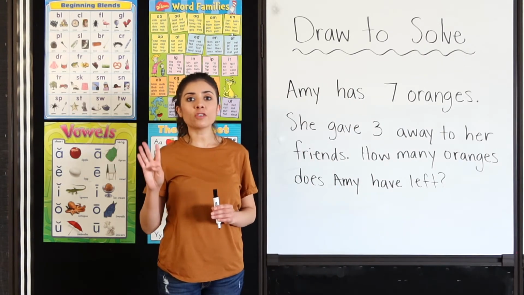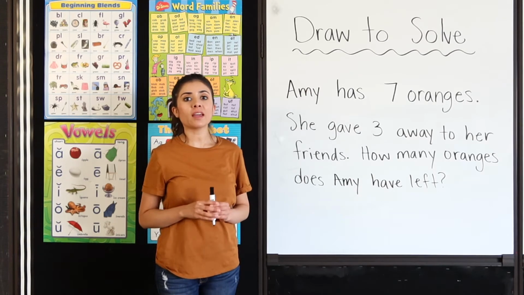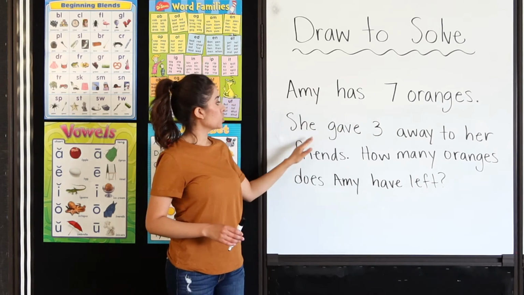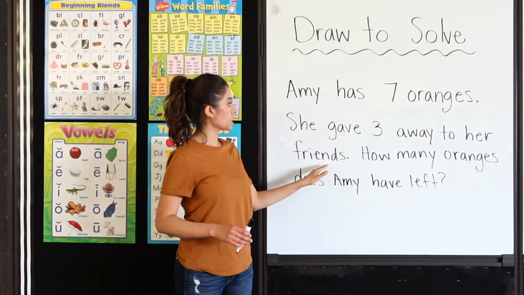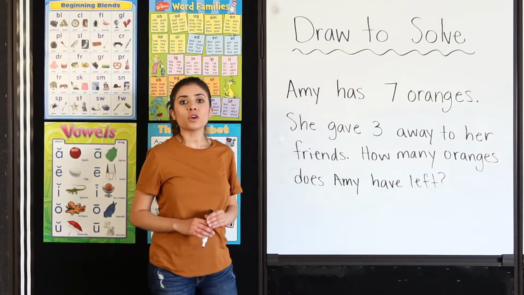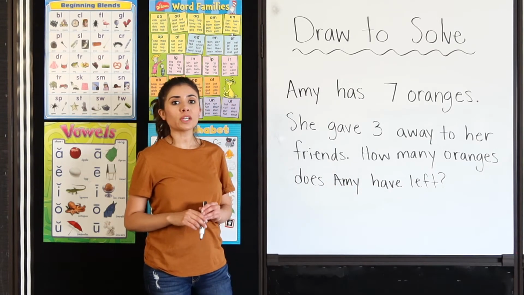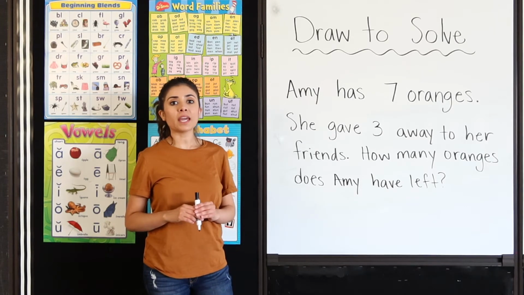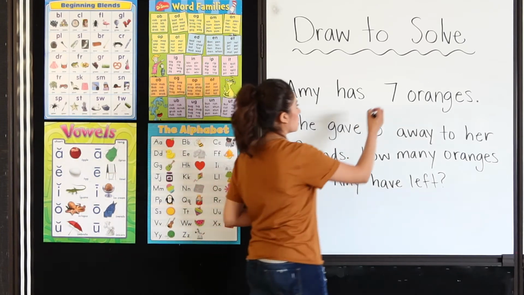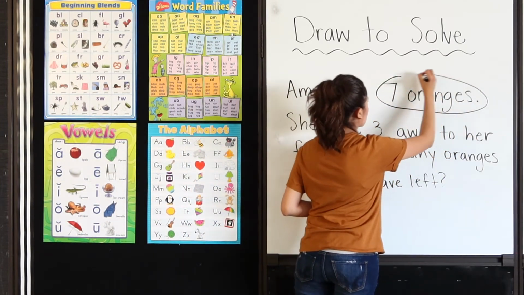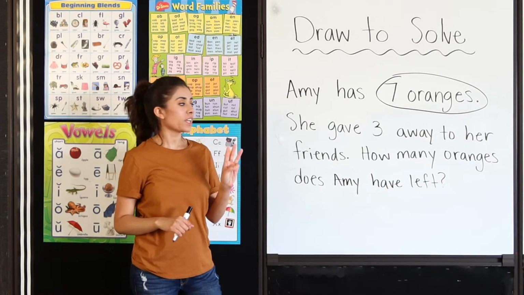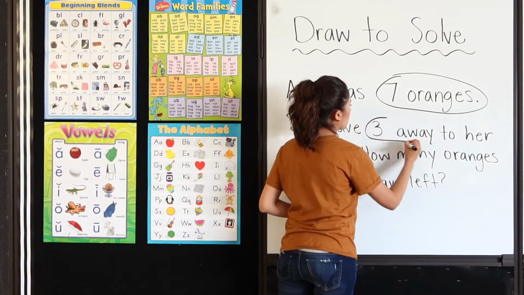Okay, ready to follow our 4 steps again? Number 1, let's read the question. Amy has 7 oranges. She gave 3 away to her friends. How many oranges does Amy have left? So, step 2, circle what we know. I know that Amy had how many oranges at the beginning? 7. Very good. 7 oranges. She gave how many away? 3. 3 away.